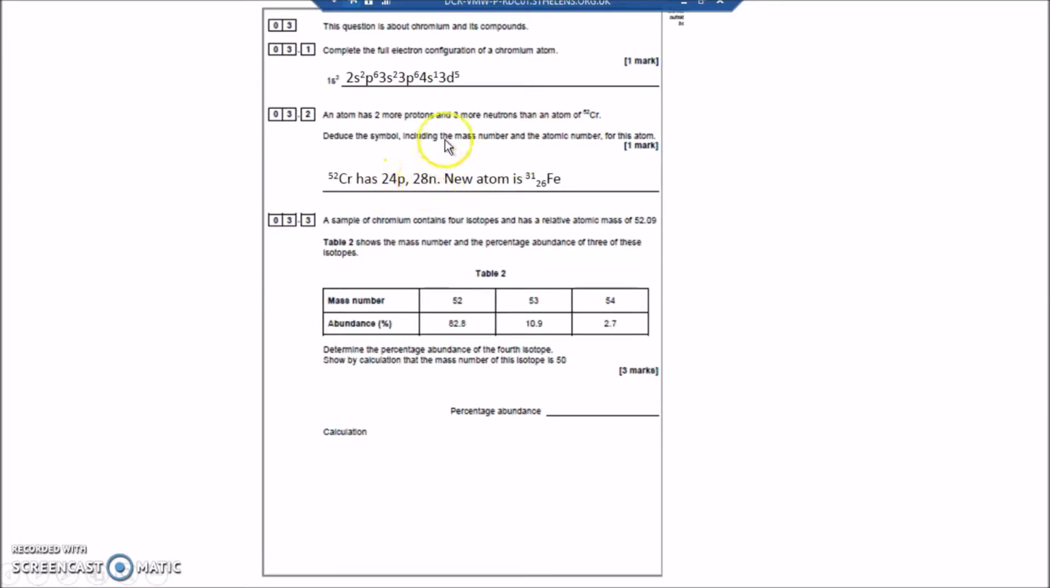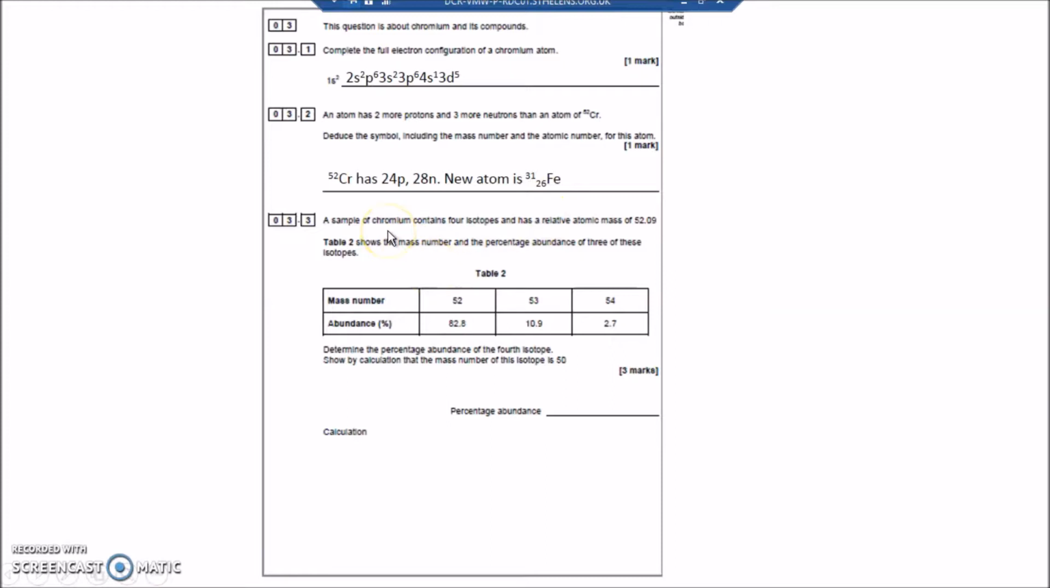So it's 24 protons, 28 neutrons. It says that it gets 2 more protons, so it's going to go up to 26 protons, and 3 more neutrons, so it's going to go up to 31 neutrons, so it's 31, 26 something. Now the bottom number, the atomic number, determines what atom it is. Look up 26, that's Fe.